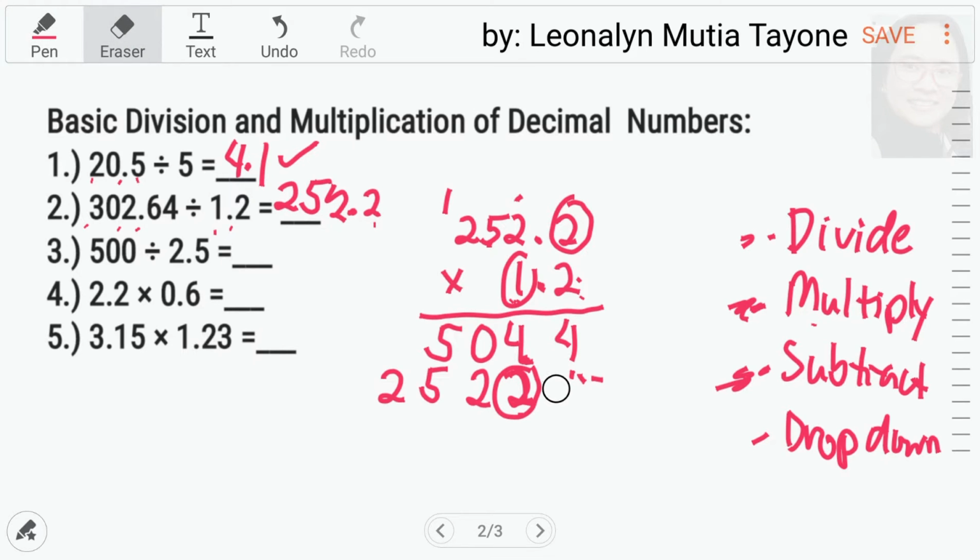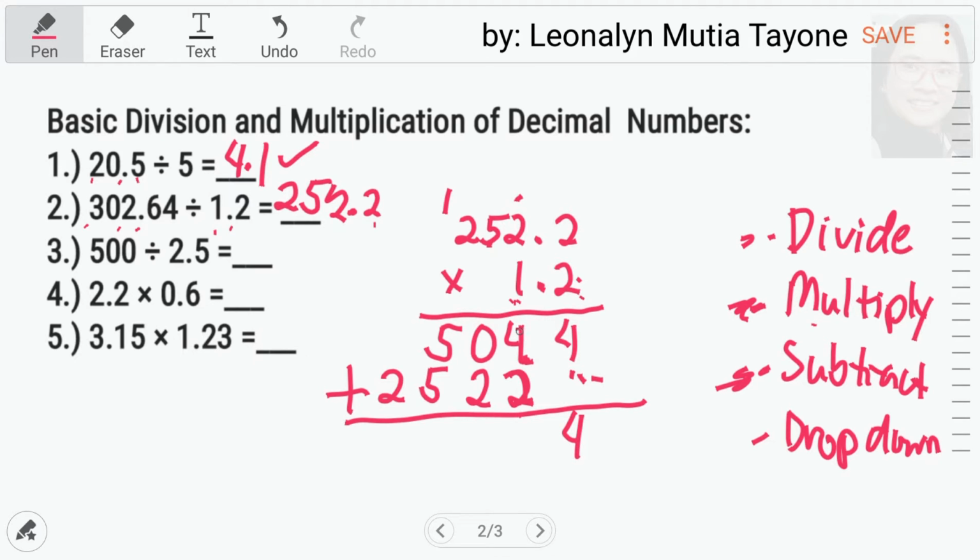Erase muna natin ito. Next is, mag-add ka. So, i-multiply mo siya, then mag-add. 4, then this is 4 plus 2, that is 6. 0 plus 2, that is 2. 5 plus 5, that is 10. Carry 1, then plus 2, that is 3.